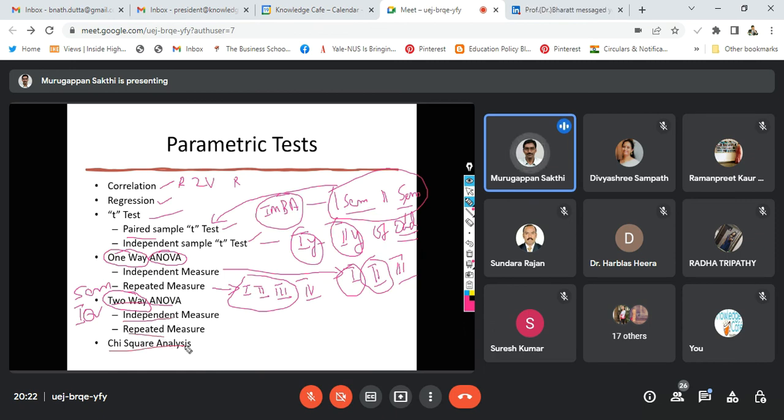The chi-square analysis falls under both the parametric as well as the non-parametric. Both the things, the chi-square will fall. This chi-square is measuring the distribution. Whether the distribution is a normal distribution, not normal distribution, whether the distribution is a binomial distribution, whether the distribution is a Poisson distribution, to test like this, chi-square analysis is appropriate.